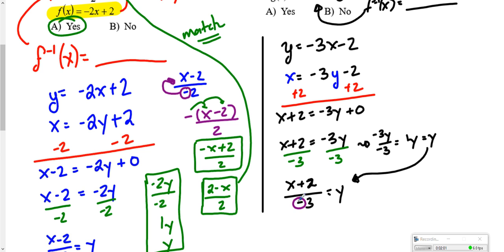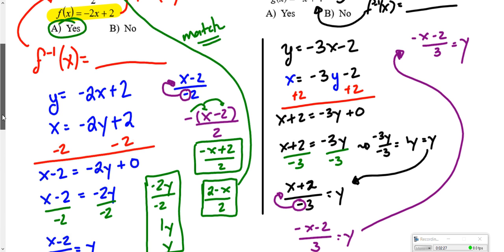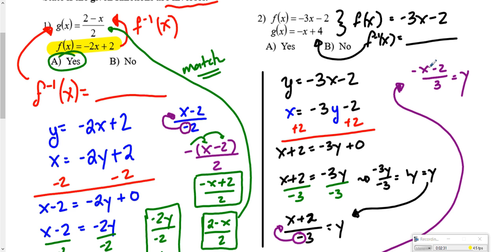We want to bring our negative sign out of the denominator and up to the numerator. So remember, all that's really going to do is change the signs of our numerator. So we'll have negative x minus 2 all divided by 3 equals y. So all I'm going to do is write this up top here so that we can see what the inverse was and compare it to our b. So if our inverse is negative x minus 2 over 3, that is not what we have here for g, so g is not the inverse of f.